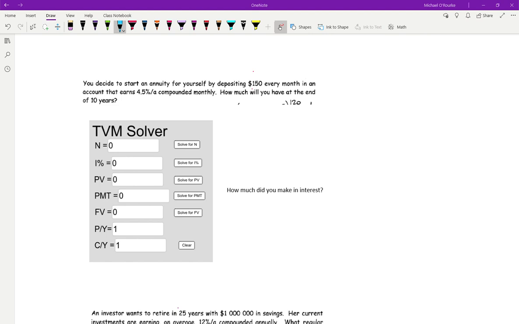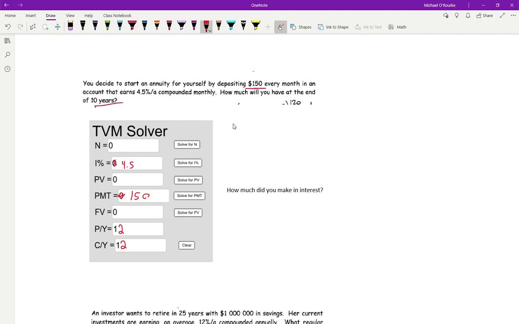Alright, either you're back or you didn't pause it. Let's see what we have. So you started an annuity, depositing $150. So my payment's going to be $150 every month. So every month is 12, and these are always going to be equal. 4.5% interest compounded monthly, so we have the 12 down there being monthly. How much will you have after 10 years?